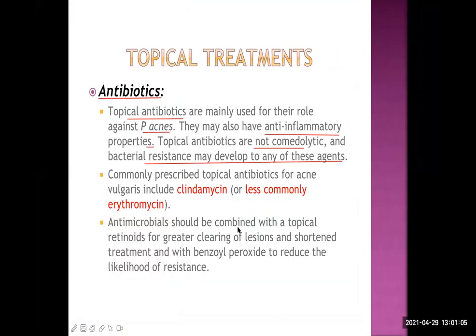Antimicrobials should be combined with a topical retinoid for greater clearing of the lesion and for the shortening of the treatment duration, and with benzoyl peroxide. Benzoyl benzoate is a drug for scabies treatment; this is benzoyl peroxide here. It is combined to reduce the likelihood of resistance. Now, let me clarify this again. If these topical antimicrobials are combined with benzoyl peroxide and the tazarotene or adapalene, like a topical retinoid, then the effectiveness is also much better, and emergence of resistance against this antimicrobial is also less. So usually benzoyl peroxide is also added along with them.